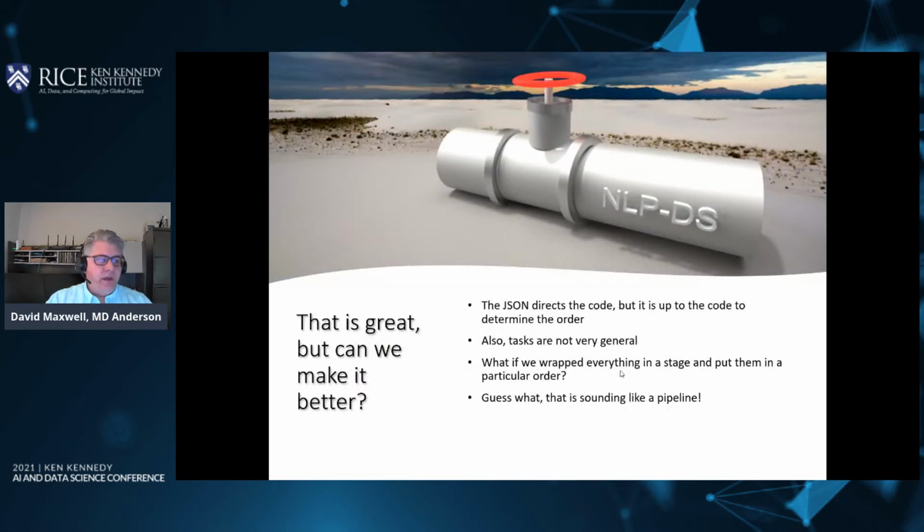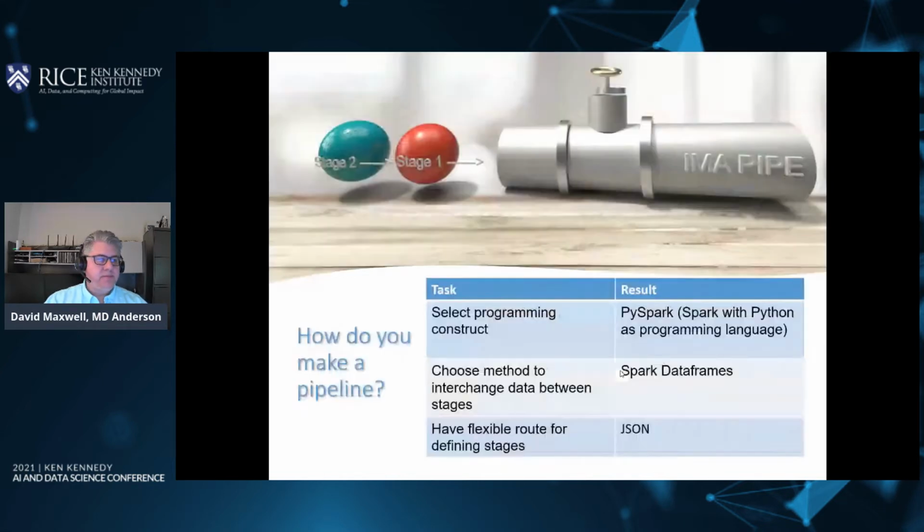So this is great. We can direct the code, but it's really up to the code to determine the order, the way we have it written, and the tasks are not very general. So what if we wrapped everything inside a stage and put this in a particular order? Well, that's sounding a lot like a pipeline. So how do we make the pipeline? We select a programming construct, in this case PySpark, which is basically Spark with Python as a programming language. We chose the method to interchange the data between stages, and that is Spark data frames. And then finally, we have a flexible route for defining those stages. And at this point, we've selected JSON.